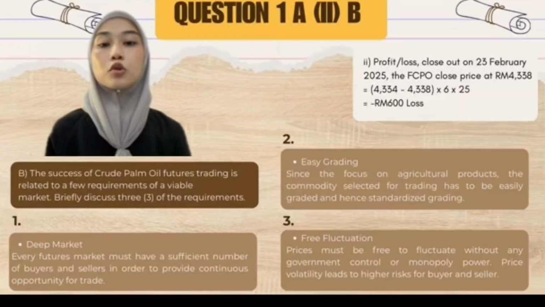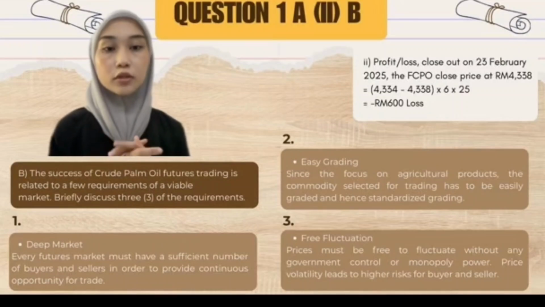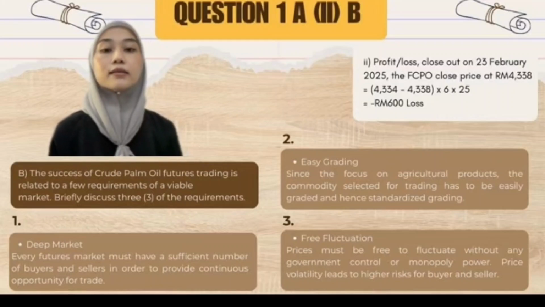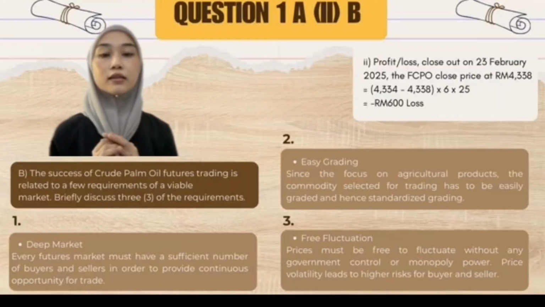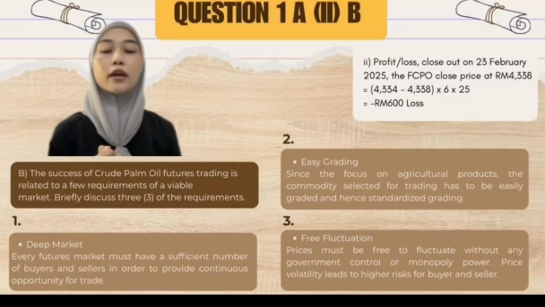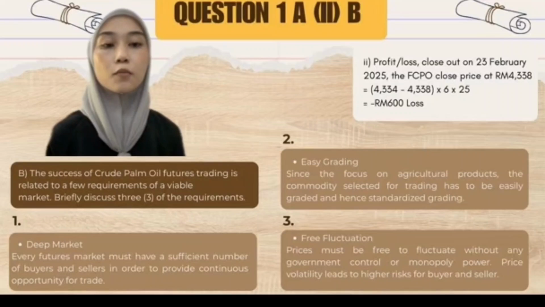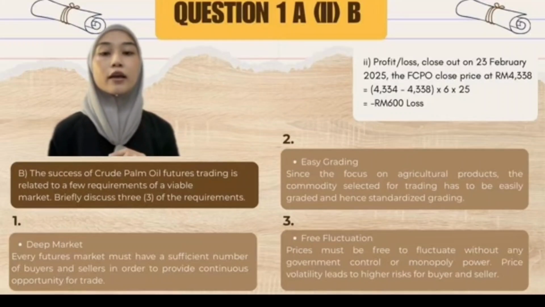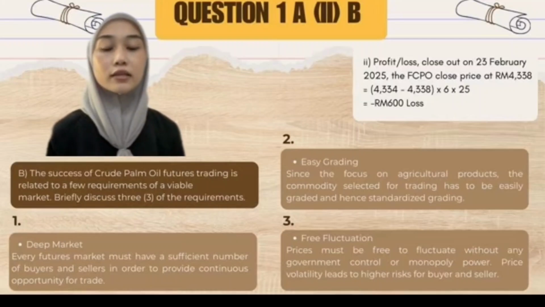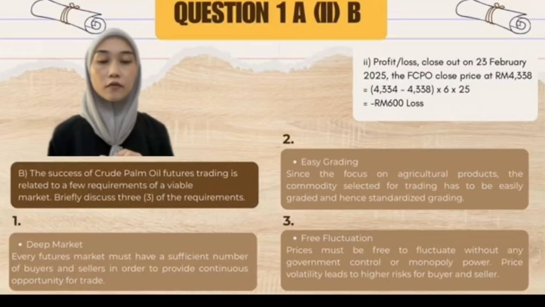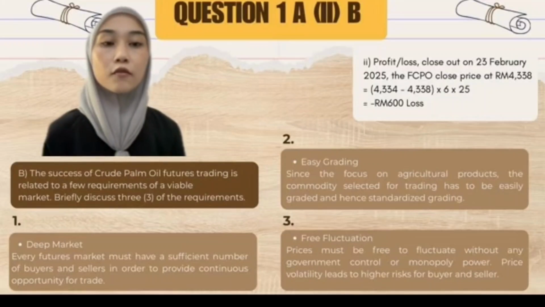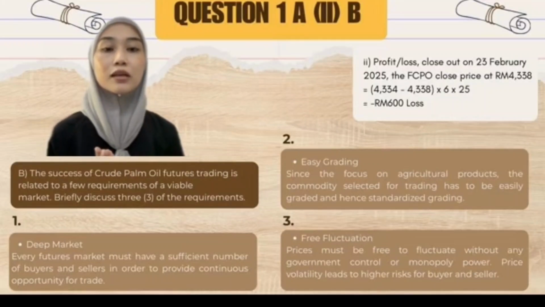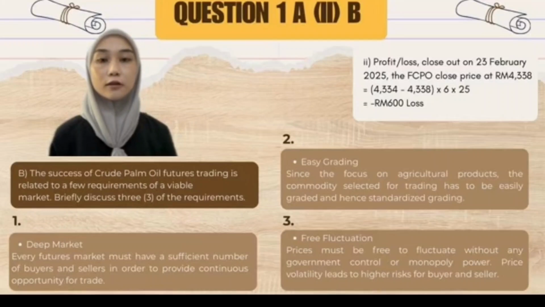Okay, next we go to question 1A part 2. For part 2, the futures price closes at RM 4,338 instead. Since the closing futures price is higher than the initial futures price of RM 4,334, Mr. Lee incurs a loss because he has a short position. The calculation is RM 4,334 minus RM 4,338, times 6 and times 25, which equals negative RM 600. Therefore, Mr. Lee incurs a total loss of RM 600.